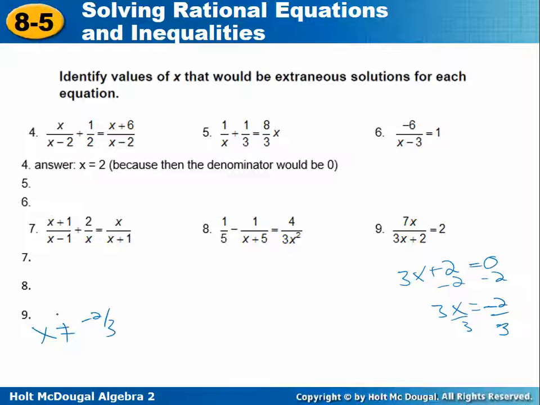For some of them you'll have two answers, like in number 7, you might even have 3 answers for number 7. And in number 8, you'll have 2 because you'll take this equal to 0 and this equal to 0. And you'll get 2 different values that would make that be 0 in the denominator, which is not allowed.